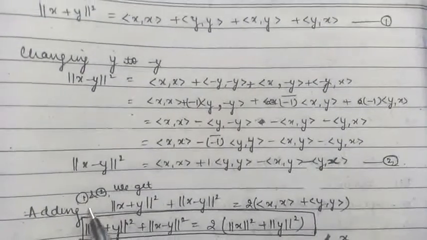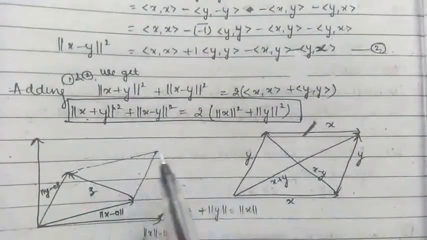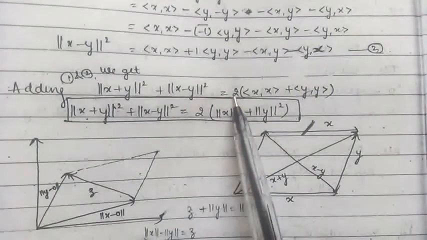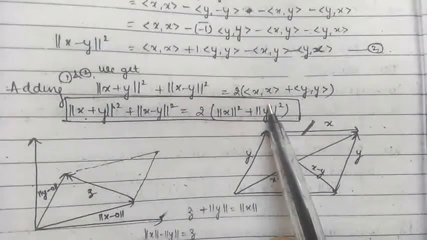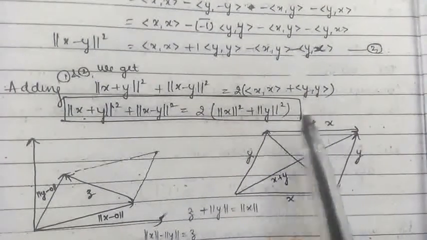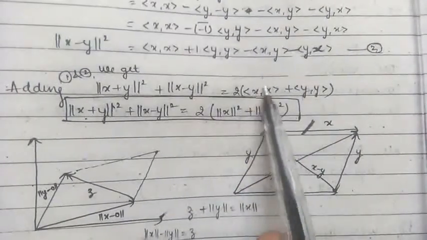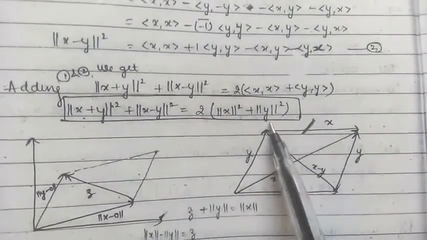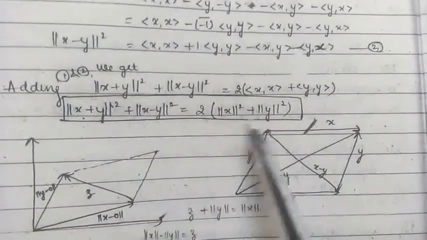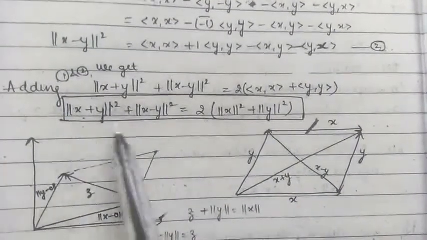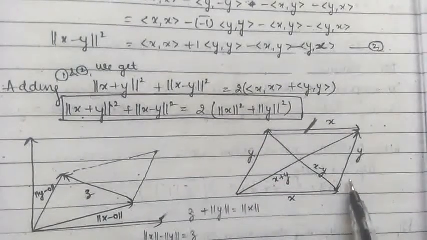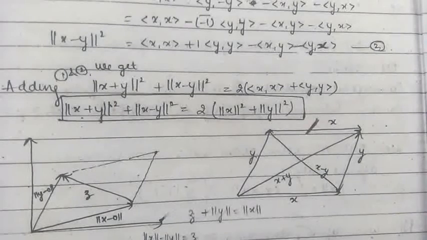Now adding the two equations, equation 1 and equation 2, we get the norm of x plus y squared plus the norm of x minus y squared is equal to 2 times the inner product of x with x plus the inner product of y with y. Now the inner product of x with x is the norm of x squared, and the inner product of y with y is the norm of y squared. So we have proved that the sum of squares of diagonals is equal to the sum of squares of the sides of the parallelogram. That is why the name parallelogram equality is suggested.